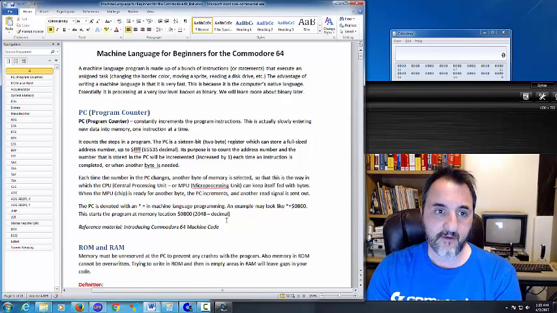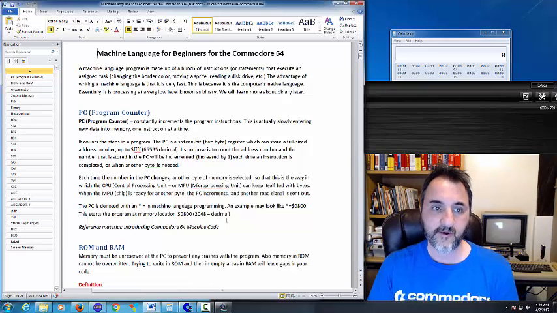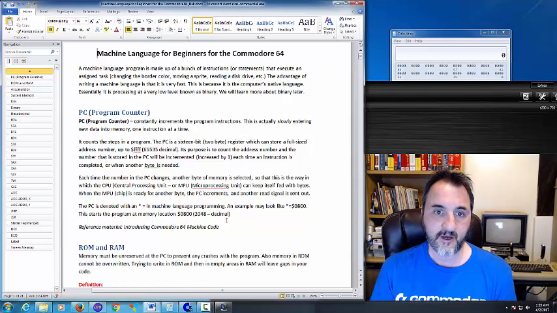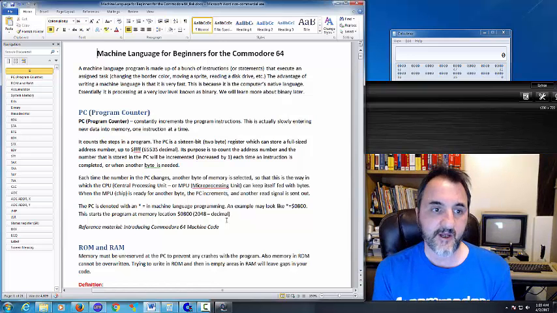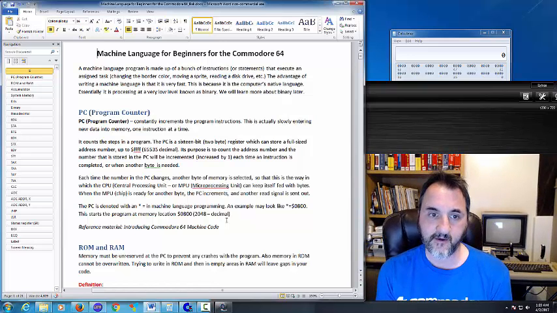A machine language program is made up of a bunch of instructions or statements that execute an assigned task: changing the border color, moving a sprite, reading a disk drive, etc. The advantage of writing in machine language is that it's very fast. This is because it is the computer's native language. Essentially, it is processing at a very low level known as binary. We will learn more about binary later.